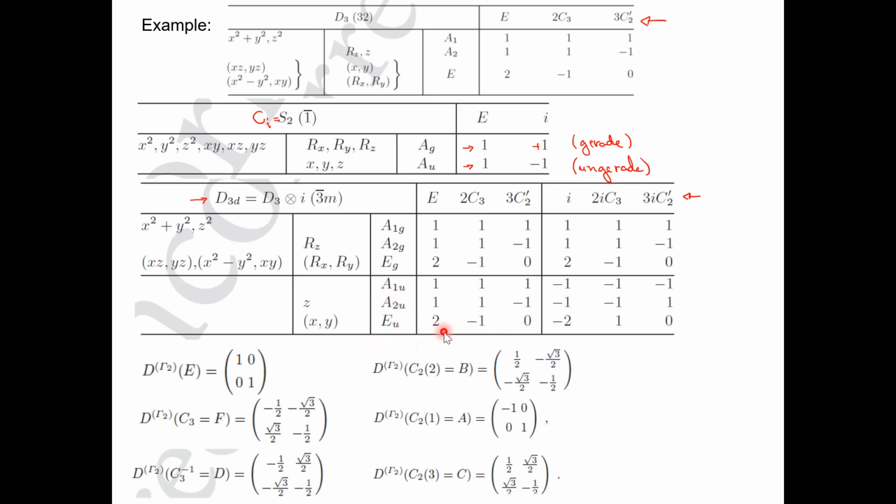the EU representation. So these are the matrices for these 3 different classes, and for these other 3 classes you basically multiply these matrices by minus 1. All right, all the elements by minus 1. And that's the result of that operation.